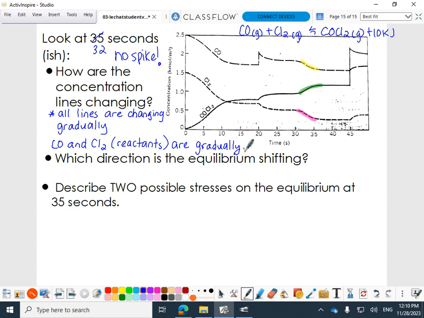So how are the reactants changing? Are they gradually increasing or decreasing? Okay, so they have to both be decreasing, and that means automatically then the product has to be increasing. Can't be the same. So is it gradually increasing? Yes.